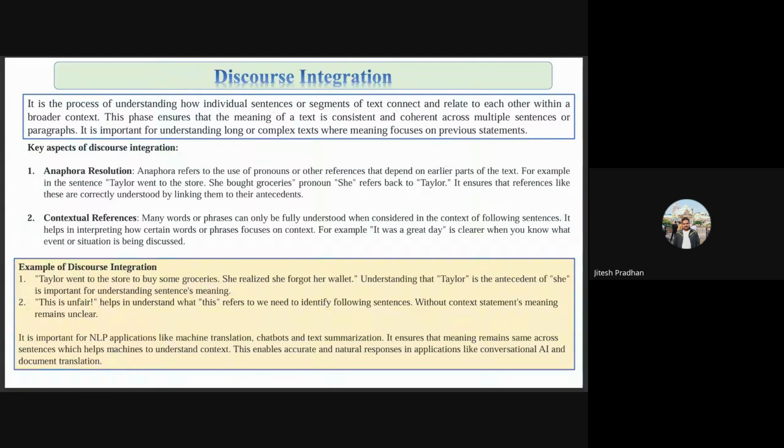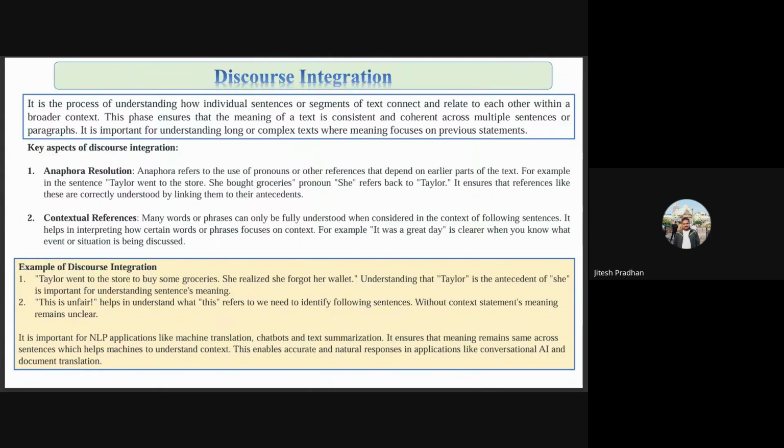"He" means Ravi. If we are dealing with it separately, sentence-wise, "Ravi brought a new laptop" is one sentence, and if we then say "he uses it for coding," then this "he" is missing. Who is he? We don't know. But when we understand that "he uses it for coding" is related to the previous sentence, the context can be understood. So "he" means Ravi, and "it" means the laptop. That is the basic broad thing that we do in discourse integration.